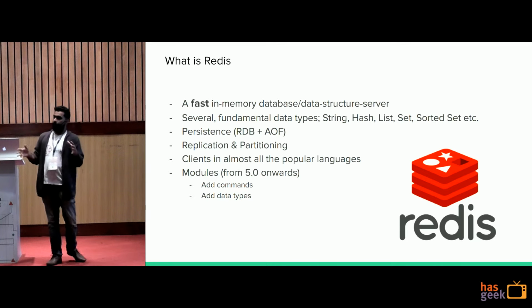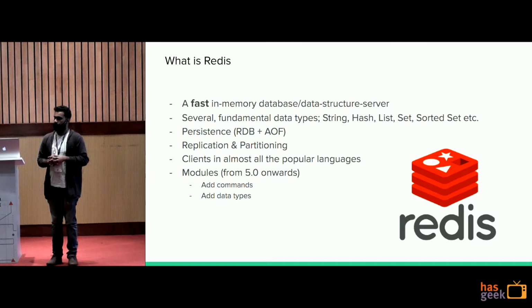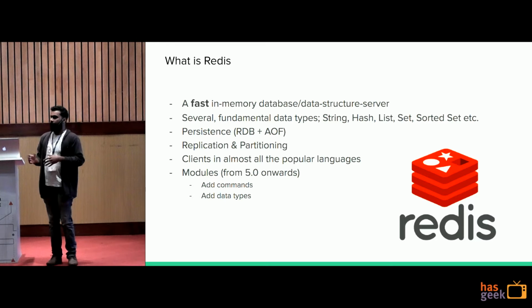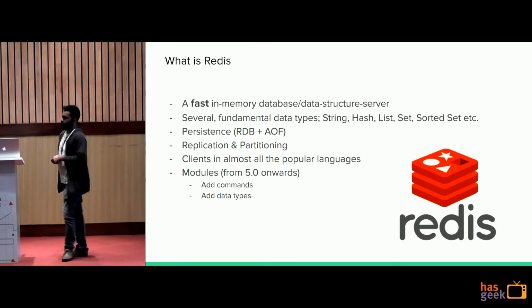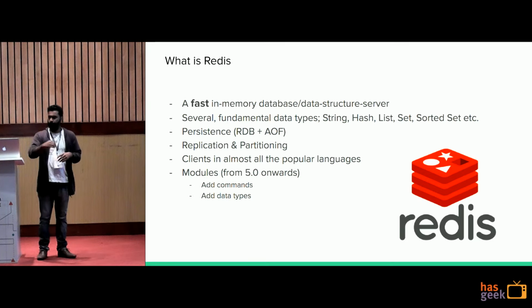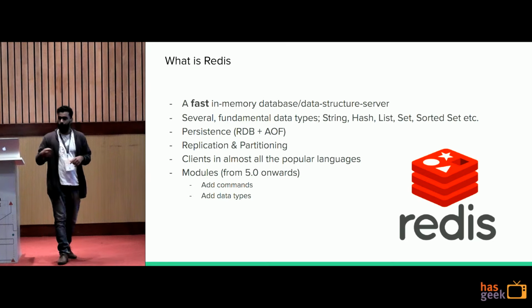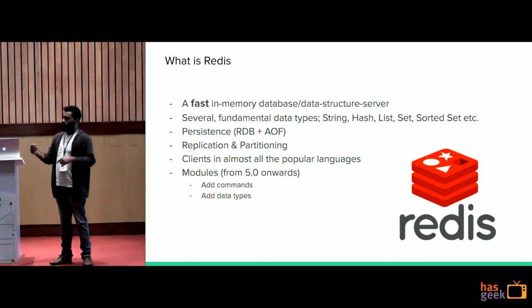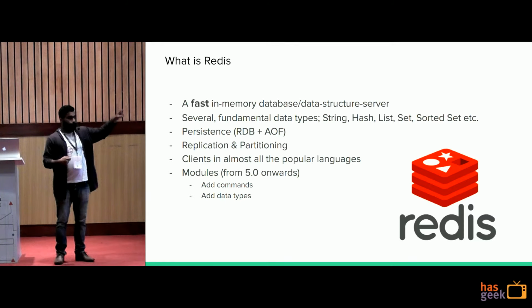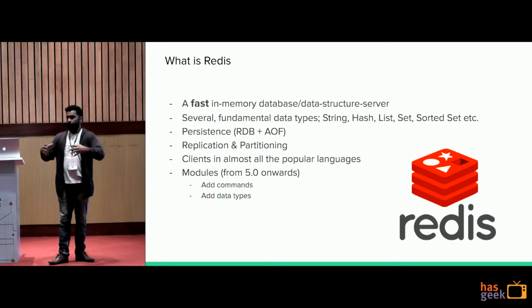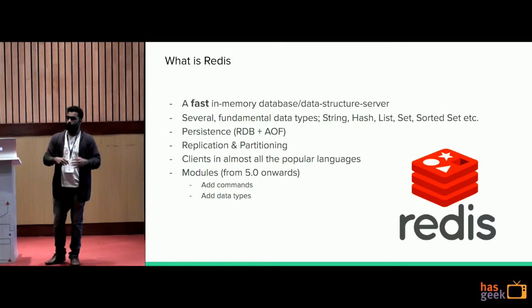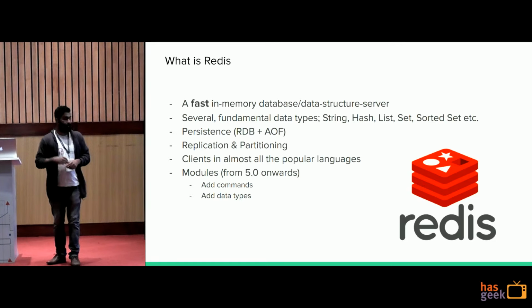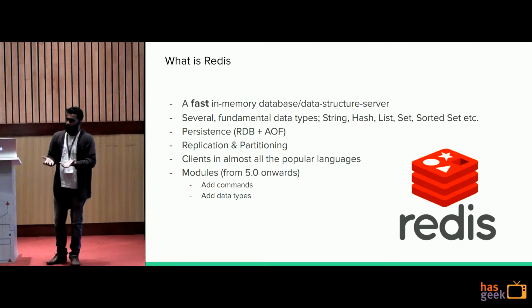Redis is a decade-old product, so it has clients in almost all the popular languages. Most probably, you will never end up in a language that does not have a Redis client. So that's cool. From version 5.0 of Redis onwards, you can write modules. So if you have an idea that you think you can plug into Redis and exploit all these benefits of Redis, you can essentially do that. You can write a module and plug that into Redis itself. When I say you can make a module, you can add new commands to Redis. You can add new data types to Redis by writing a module and then plugging it into Redis.